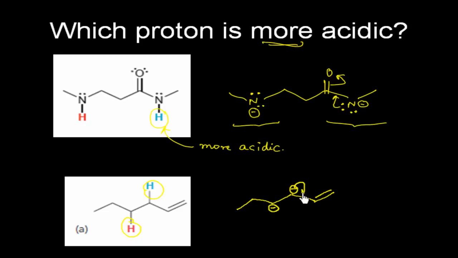We can make a resonating structure: this goes here and this double bond goes here. So I can have another resonating structure of this molecule, something like this. This means this negative charge is delocalized, but this negative charge is localized. So this negative charge is more stable. This means the hydrogen corresponding to this negative charge is more acidic. So that hydrogen, in blue, is more acidic.